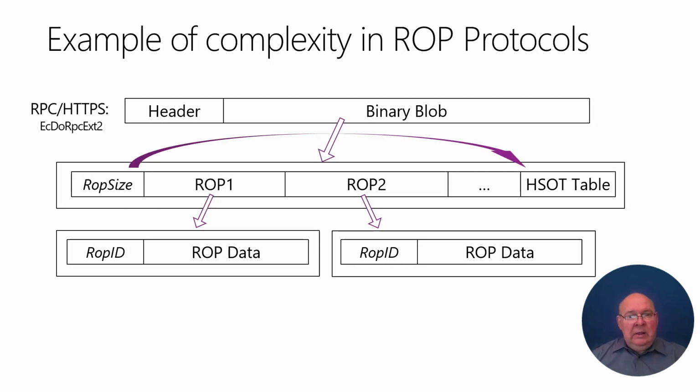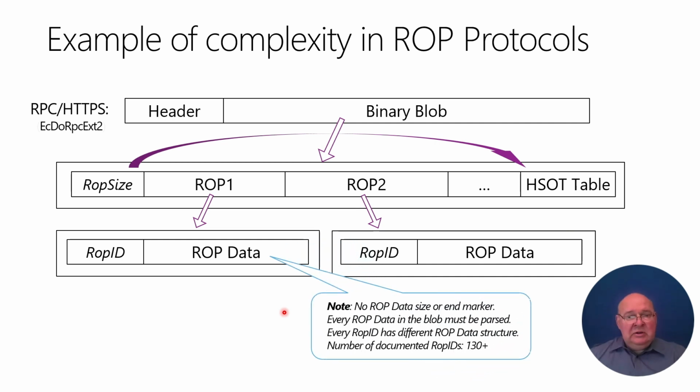So here's an example of complexity, why I mentioned that it's very complex. You can see that the binary blob, which is transmitted over transport, has a ROP size, which is a pointer to the server object table at the end, and then ROP after ROP after ROP after ROP, and each ROP has a ROP ID and ROP data. There is no end marker. And that makes it quite difficult to parse.